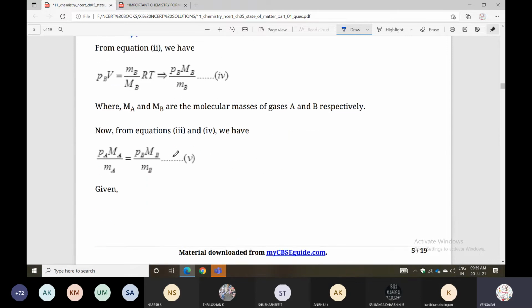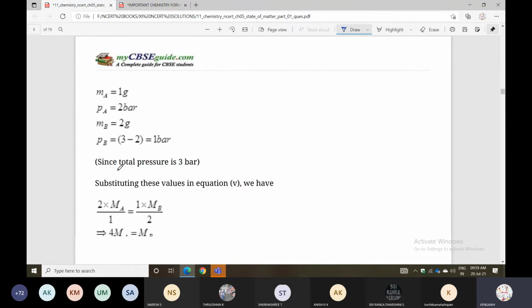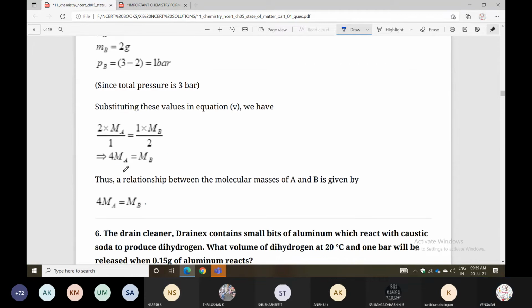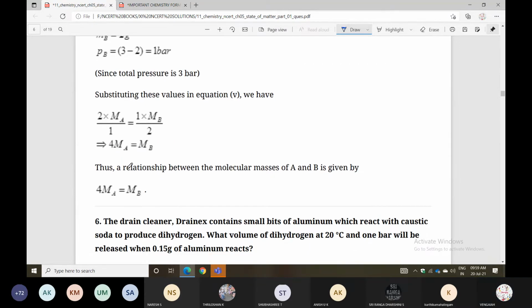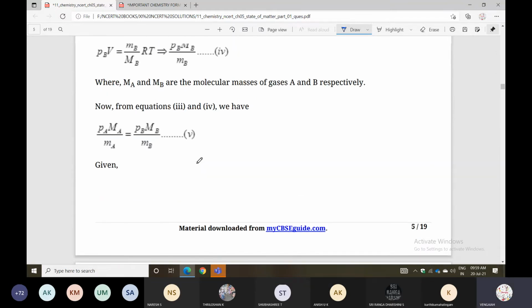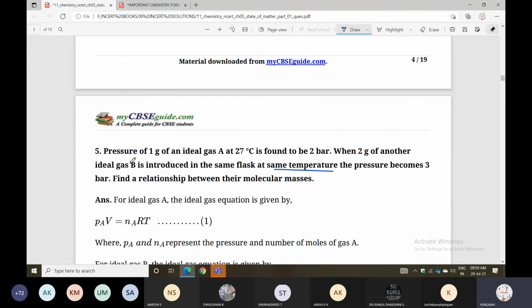Now from equation 3 and 4, whatever given values are there, you can substitute. So MA is given, PA is given, MB also given, PB also. Okay? Yes. So this is some lengthy question. That will be given indirectly in the question. You can understand this once again, I will repeat once again.